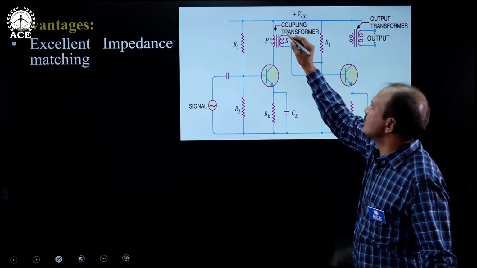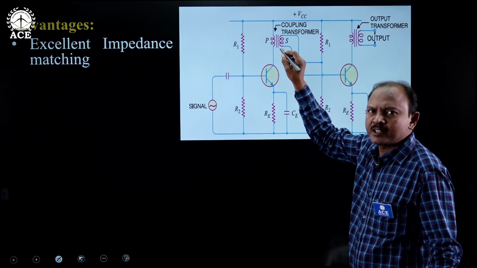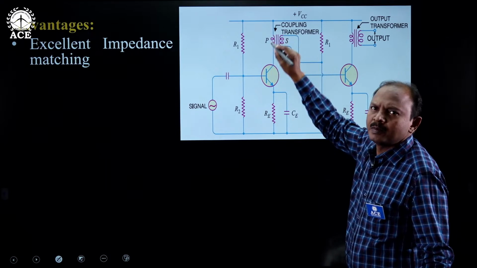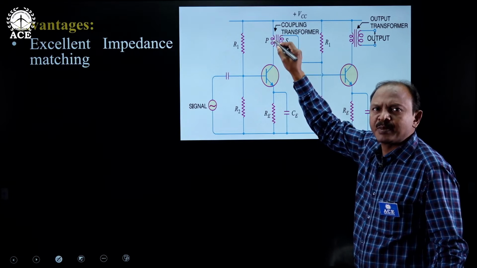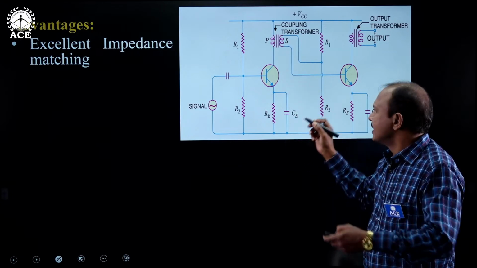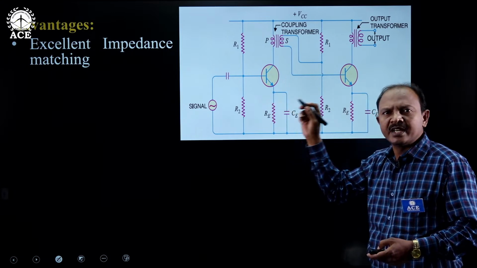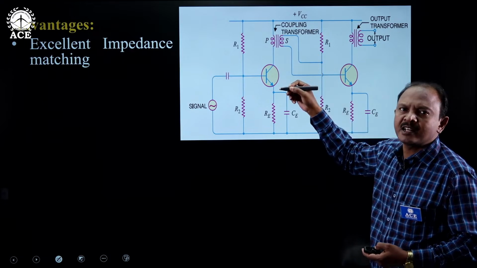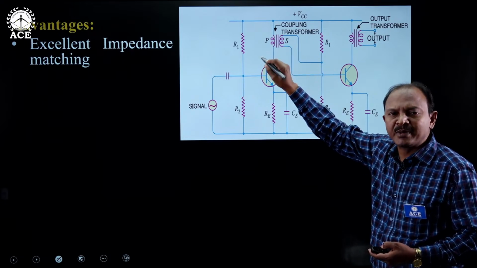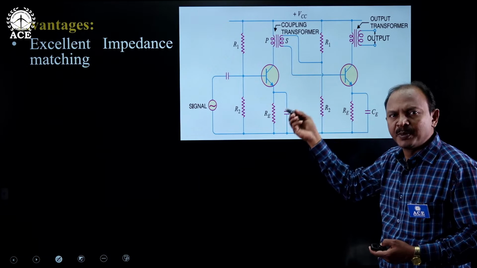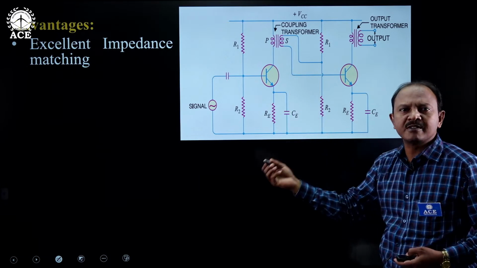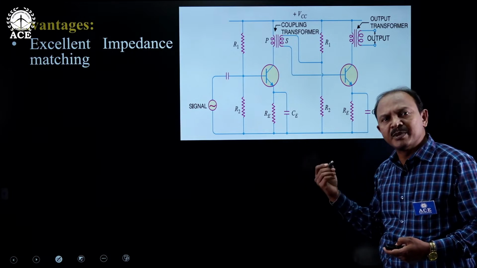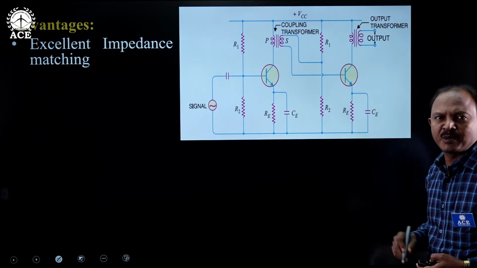But here, when we use a transformer in the load section of the first stage, simply by changing the number of turns at the primary and secondary, the output impedance of the first stage and the input impedance of the second stage can be easily matched. It's a matter of proper selection of the number of turns at the primary and secondary that will help us match the output impedance of the first stage with the input impedance of the second stage. As a result, impedance matching is very much possible in transformer coupled amplifiers.